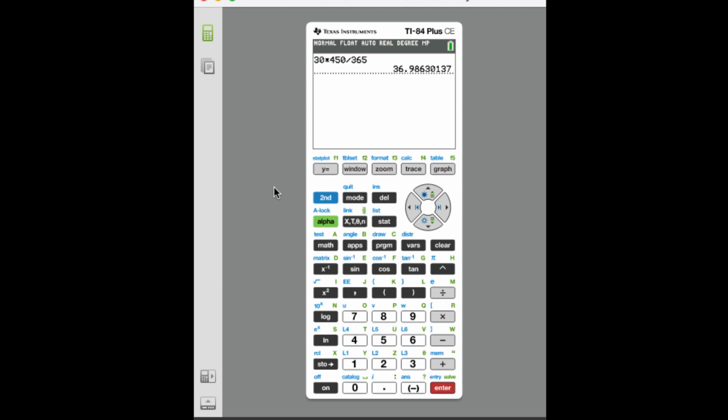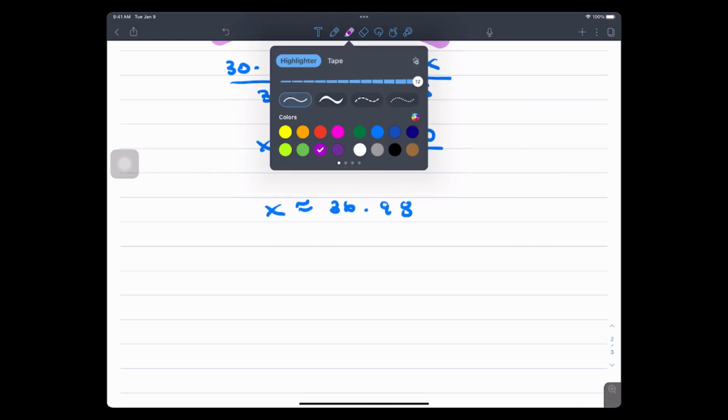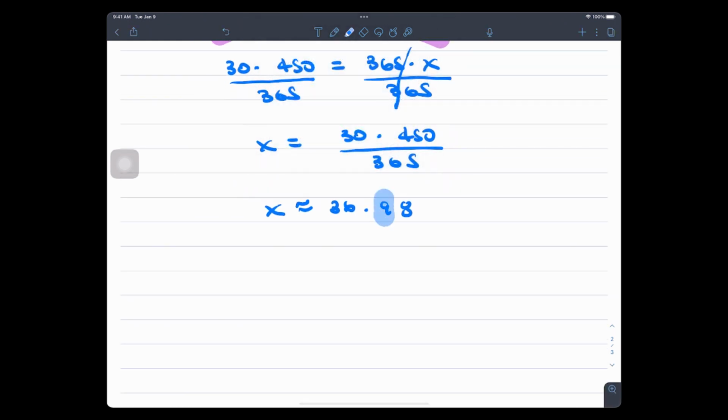You know what my instructions were? Approximate to the nearest tenths. Okay, approximate to the nearest tenth. So you go, well, what does that mean? What digit is in the tenths position? 9. Look at the digits to the right.